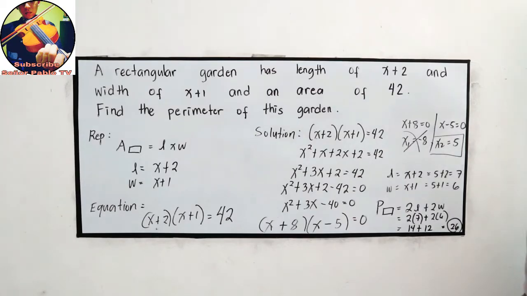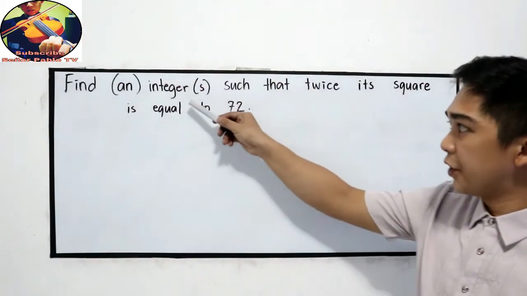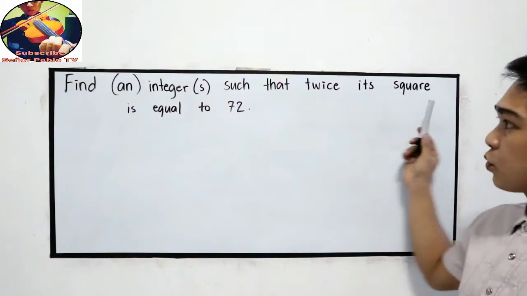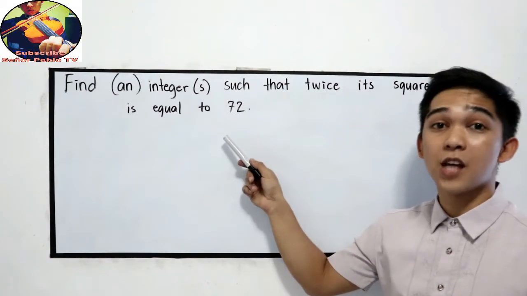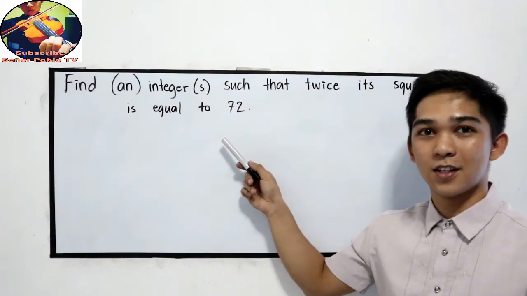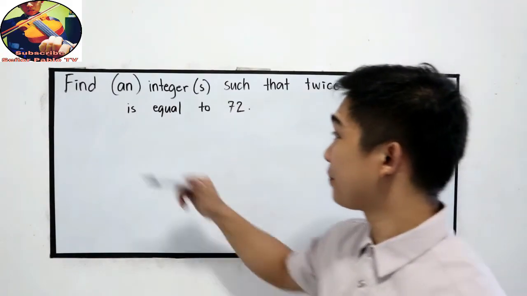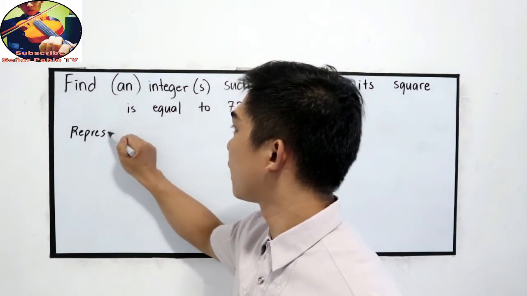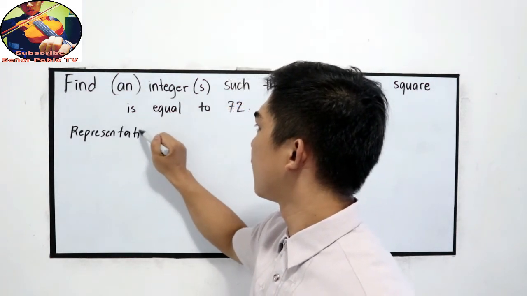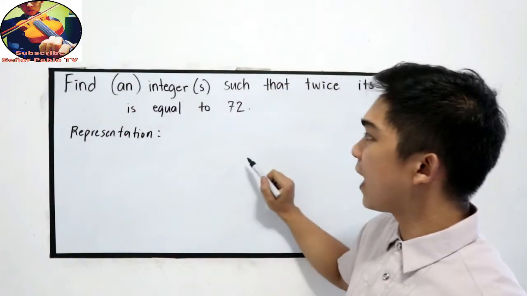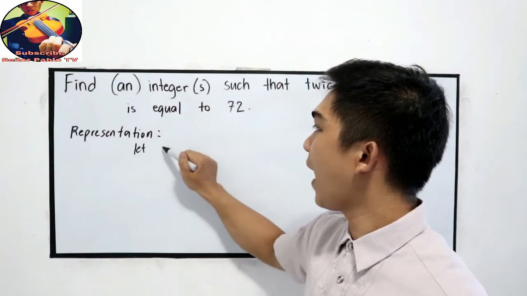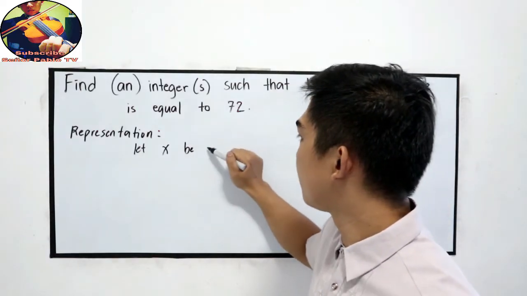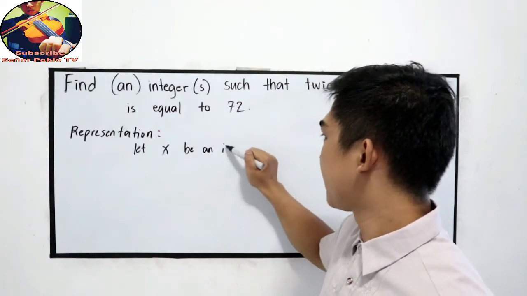Find an integer or integers such that twice its square is equal to 72. Representation muna tayo. Representation. So let x, or any variable, be our integer.